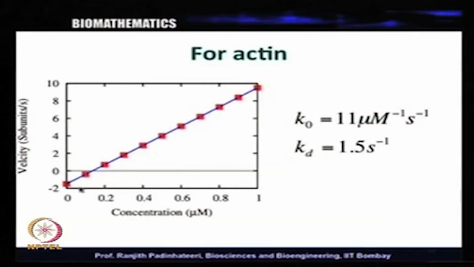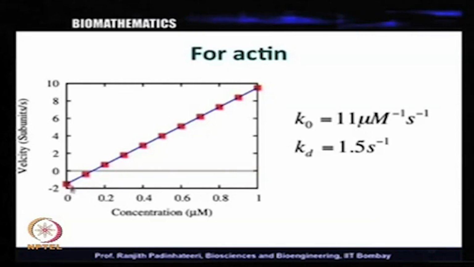So, it turns out that if you look at the point at which this line hits the y axis, which is called the y-intercept, kd turns out to be 1.5 per second, and k0, which is the slope of this line, is 11 per second, 11 micromolar per second. Now you can easily look at this.